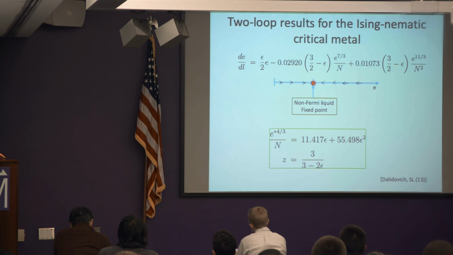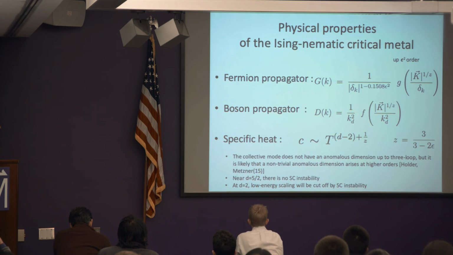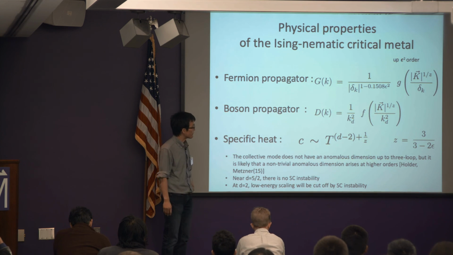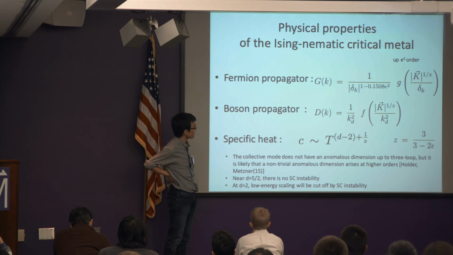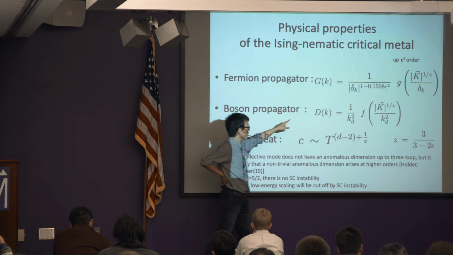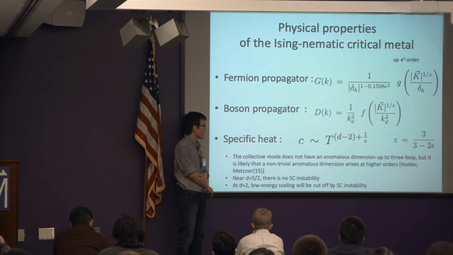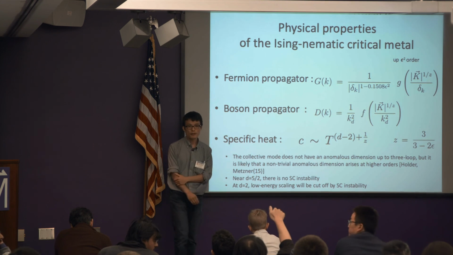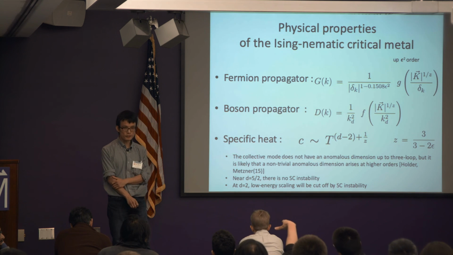Yeah, you can find in this scheme the fixed point. So this is just some examples of physical observables that are computed in this dimensional regularization scheme. So let me just give some comments here. For some kinematic region, it turns out that the collective mode doesn't acquire non-trivial anomalous dimension up to some loop order. So this is still based on a patch theory.